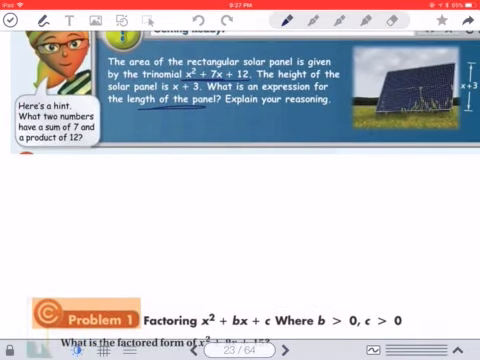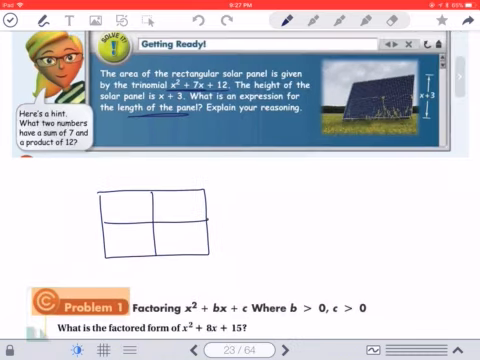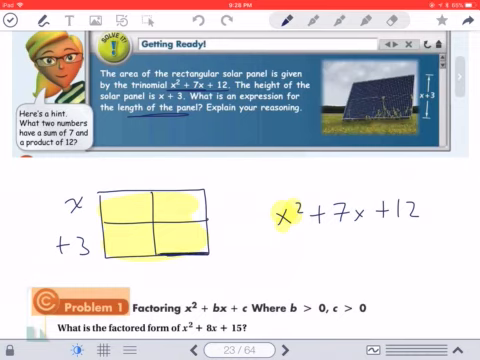So what we can do is make a box here. We can fill out what we know in the box. So I know that this is going to be x plus 3. Okay, and I know the area inside here is going to end up being x squared plus 7x plus 12.